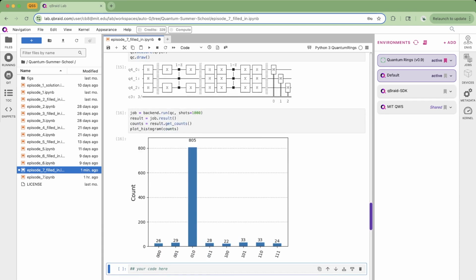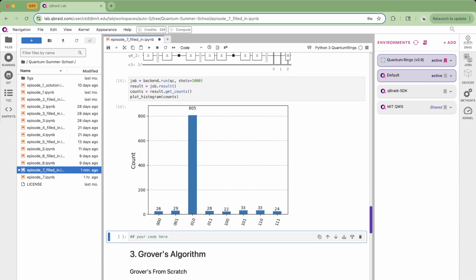Okay, so we can see that we measured the 0, 1, 0 state 805 out of 1,000 times, and the other states we measured some of the time, but not that much. Overwhelmingly, we measured the state that we wanted to measure. So you can see that this is working. We had the phase flip oracle to flip the phase of the target state, and then the diffusion operator flips us over the mean, which greatly enhances the probability of measuring the state that we want.